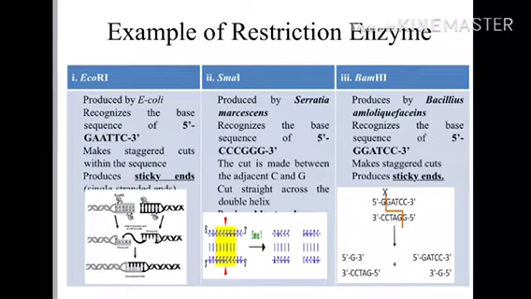Third, BamHI. It is produced by Bacillus amyloliquefaciens. It recognizes the base sequence 5' GGATCC 3'. It makes a staggered cut, and also it produces sticky ends.